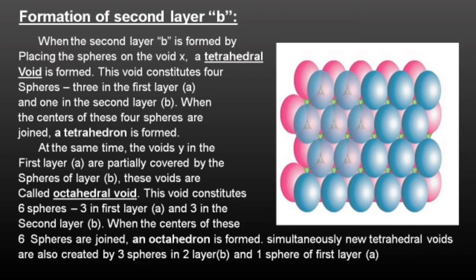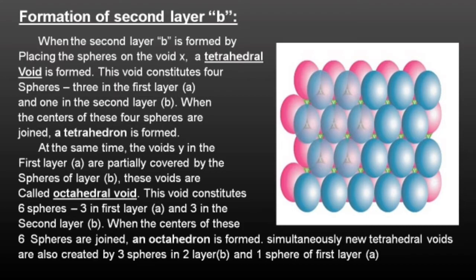Now we are going to form the second layer. The second layer also has an AB arrangement only. If you place the second layer B in the void of the first layer A, which means the X void, we get the tetrahedral void. Why is it called a tetrahedral void? It contains 4 spheres, that is, 3 spheres in the A layer.